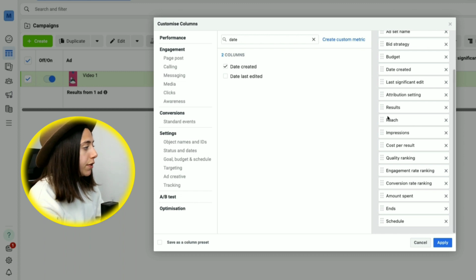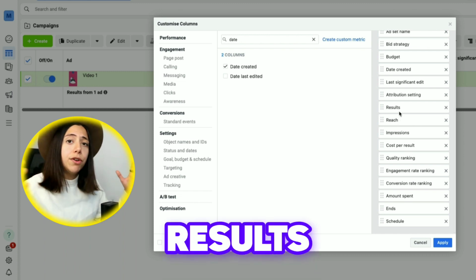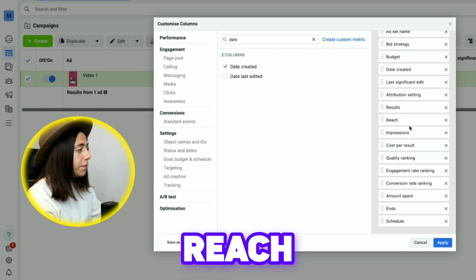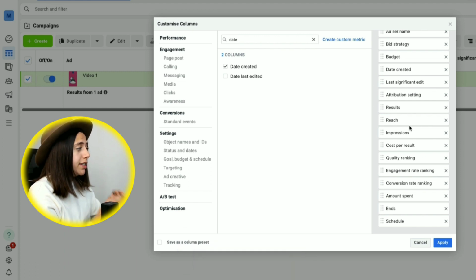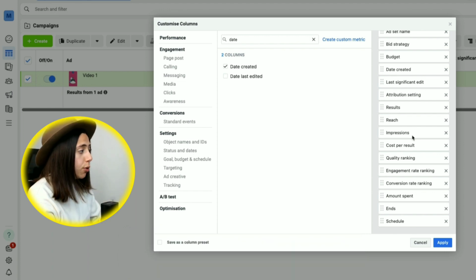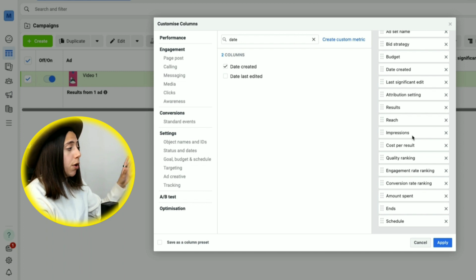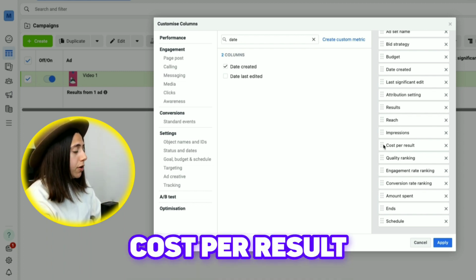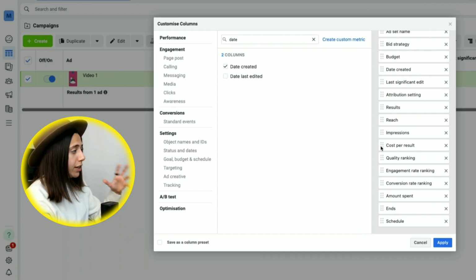Now, very important over here, results. So basically, if your campaign objective is sales and you have 3 sales, then that's what it will show under results. For reach, this is the number of people that have seen your ads at least once. It's counted per unique person. Whereas impressions, it's how many times this ad has been seen in total. So maybe one person watched it twice, then you'll have 1 reach and 2 impressions. Cost per result, that's how much it's costing you to get your result. I like to put that next to result so you can drag and drop it over here.